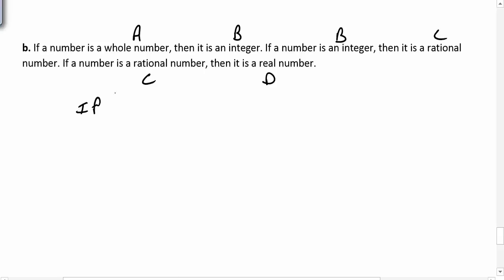It allows us to say if a number is a whole number, then it is a real number.